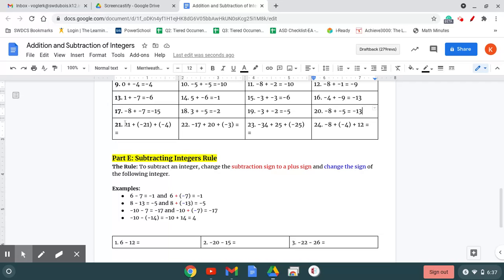All right. 21 through 24 are a little bit different. As you can see, there are three numbers, but all of these have a pattern. So we're going to do 21 together, and then I want you guys to do 22, 23, 24 on your own.